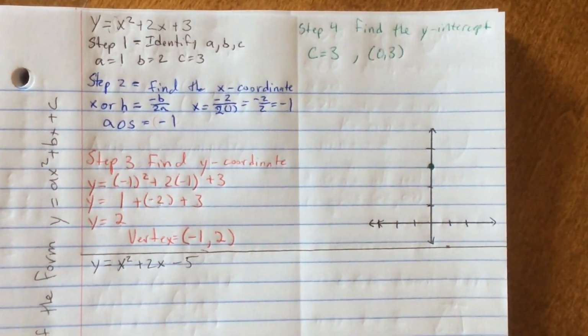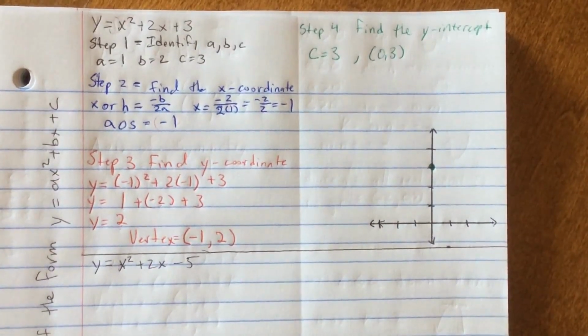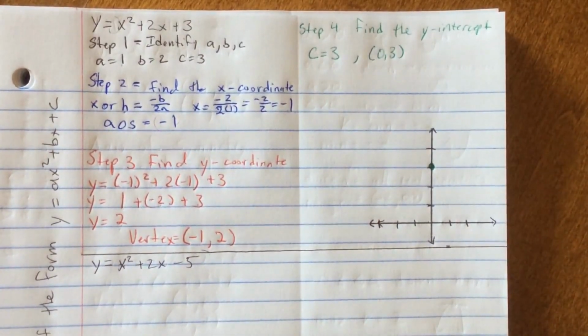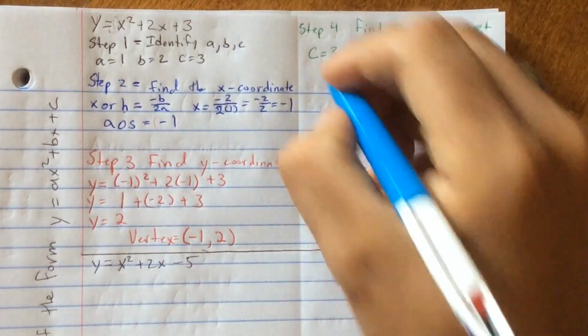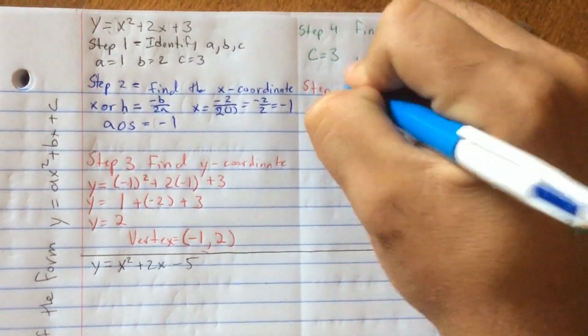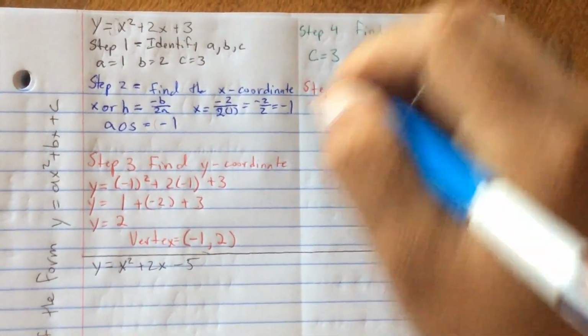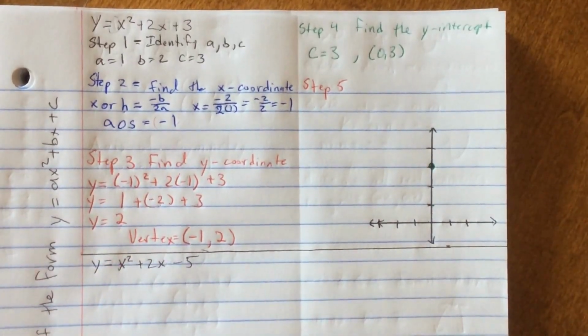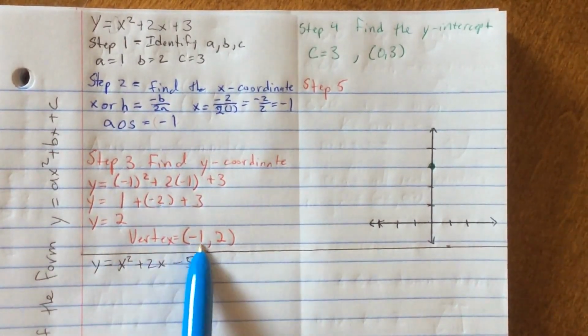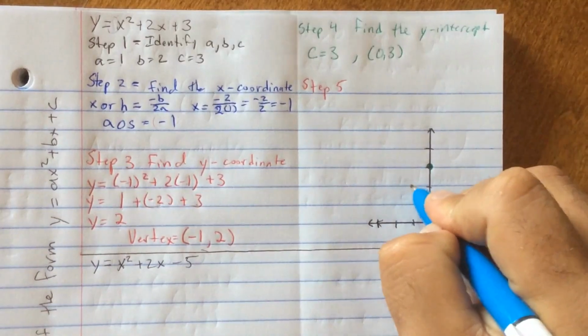Now we're going to see if it opens upwards or downwards. I'll go back to black, or I can do red since that's what we used last time. So step 5. Oh, and I forgot to plot the vertex here. The vertex was at negative 1, 2. So negative 1, 2.